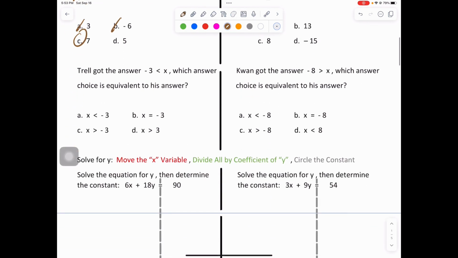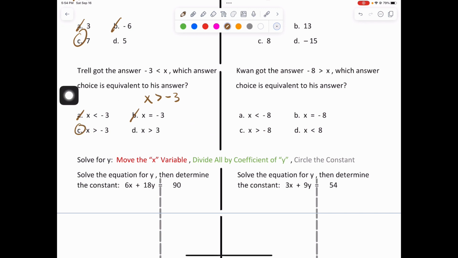All right, moving forward. Terrell got the answer negative 3 is less than x. Which answer choice is equivalent to his answer? Well, let's take a look. Whoa, do we notice how the variable's on the right side here, but it's on the left in all of our answers? What are we going to do? We are going to rewrite it, okay? So if we read it backwards as x is greater than negative 3, well, x is greater than negative 3. We're just looking for that answer. X is less than negative 3. Do not let that fool you. X equals negative 3. Heck no. X is greater than negative 3. Circle thy answer.